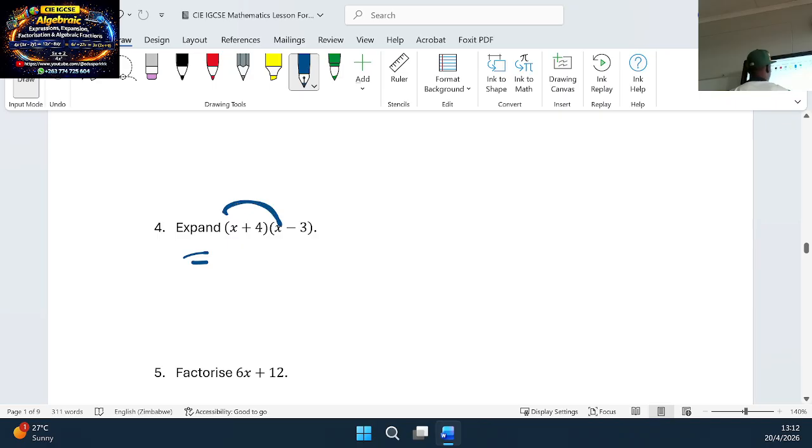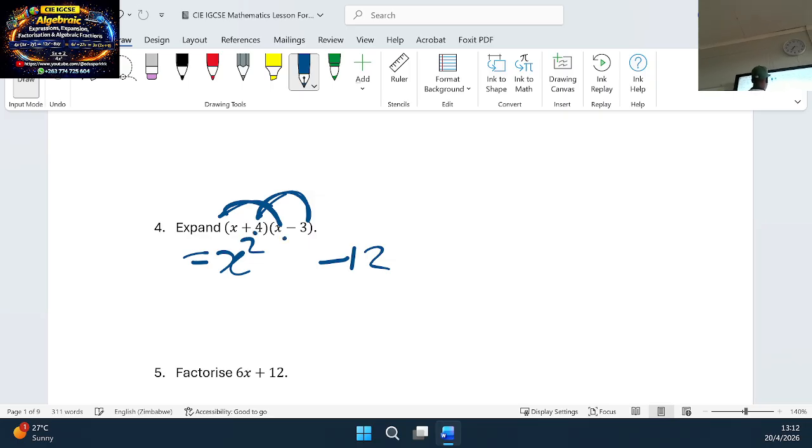Moving to number 4, I'm also interested in expansion. So here the x's are the first terms, they multiply themselves. We have x squared, then the last terms 4 and negative 3, they give us negative 12. Then we are left with the middle part, which is made up of like terms. That's 4x and negative 3x. So it's 4x minus 3x. It will give us simply x. I think that will be the expansion.